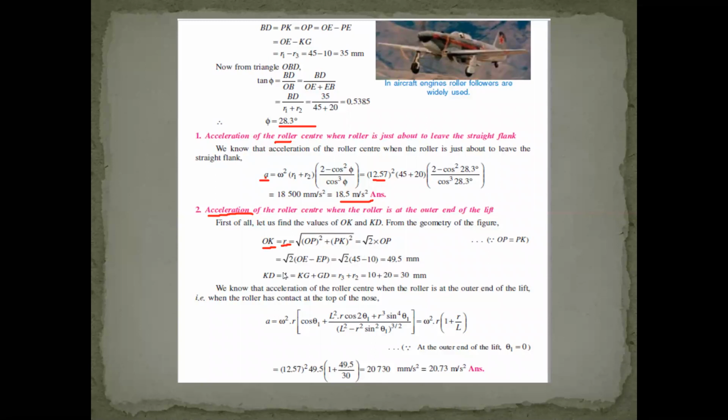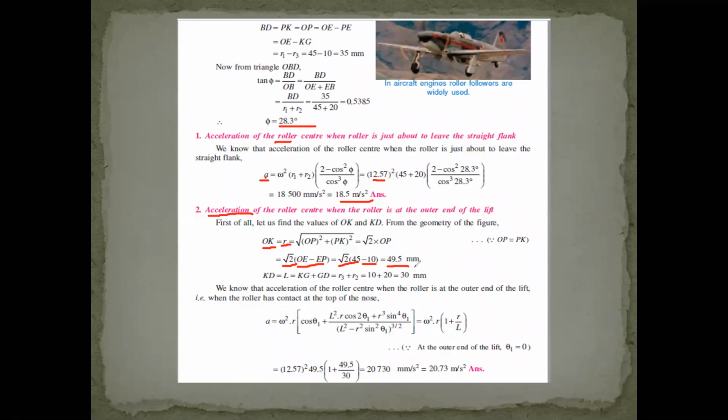Root 2 OP is also written as root 2 into OP, and OP means OE minus EP. OE is already there, that is our R1, and EP is the nose circle radius, 10. So the value arrived here is 49.5 mm. That is the small r.